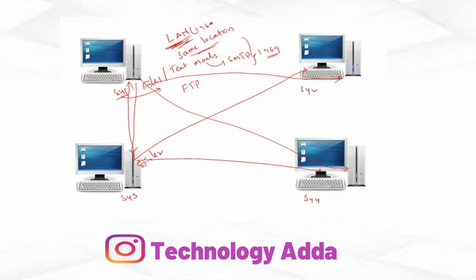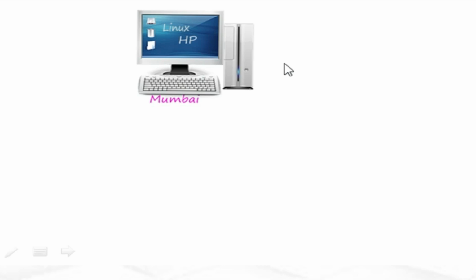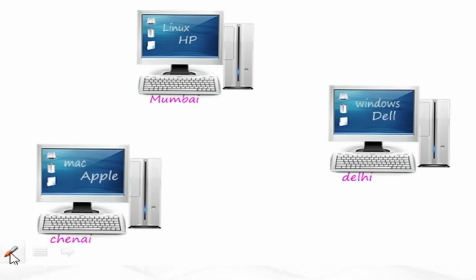So here, within the same location they are connecting a number of systems and transferring data from one system to another system. This concept we call LAN. So this LAN concept started in the year 1969, but the goal of ARPA was different. That is, different systems located in different areas were connected and transferred data between them.